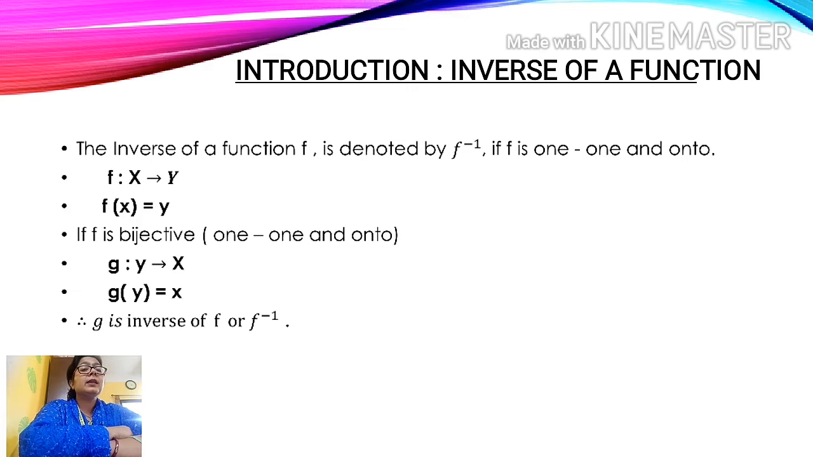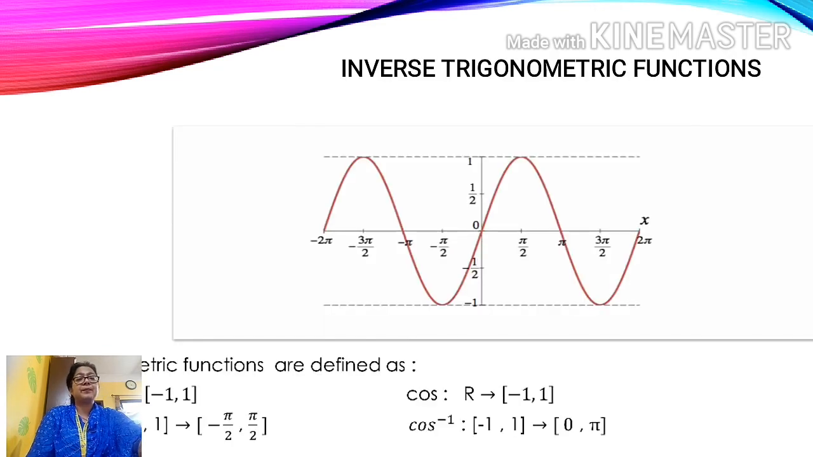So here, if it is a bijective function, then there exists another function g from Y to X, so that we can write g(y) = x. Then g is the inverse of f, or we can denote it as f inverse.